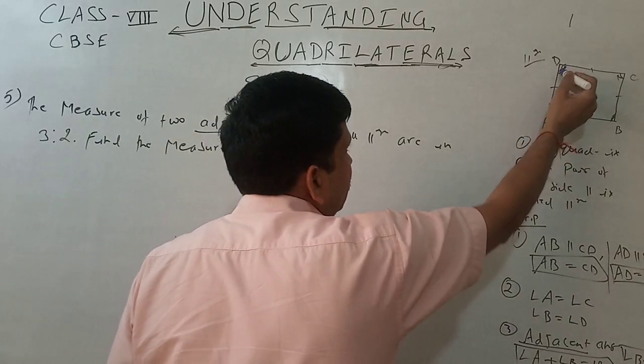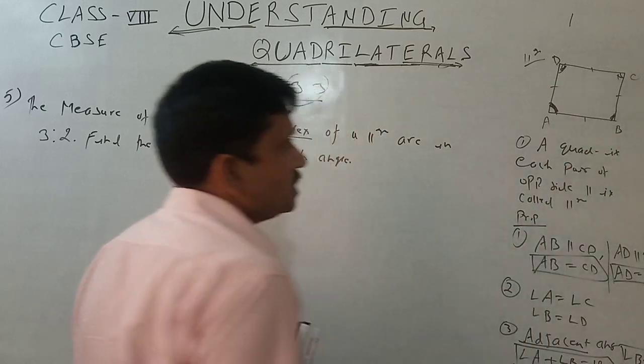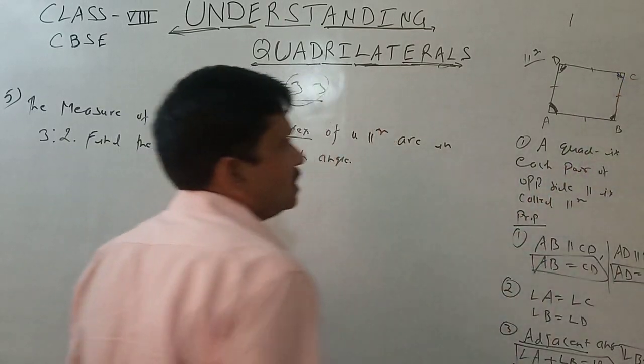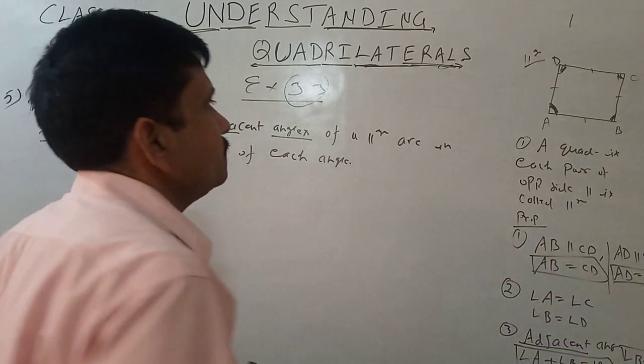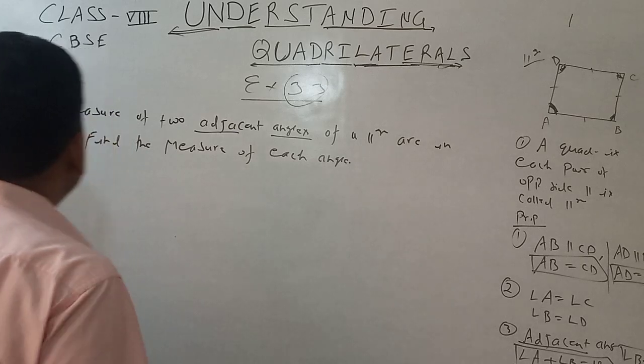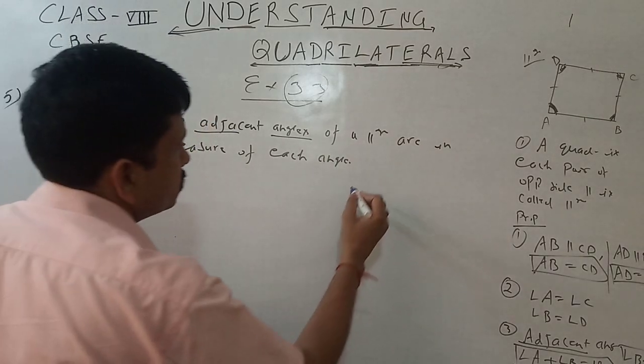Like angle A and angle D, they are called adjacent angles. Angle A and angle B are also adjacent angles. Angle B and angle C are also adjacent angles. So the measures of two adjacent angles of a parallelogram are in the ratio 3:2. Then find all the angles. Okay, solve it.